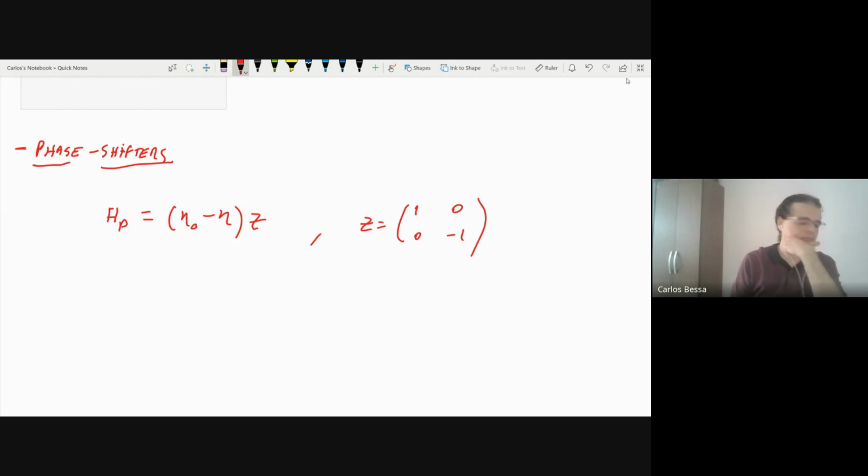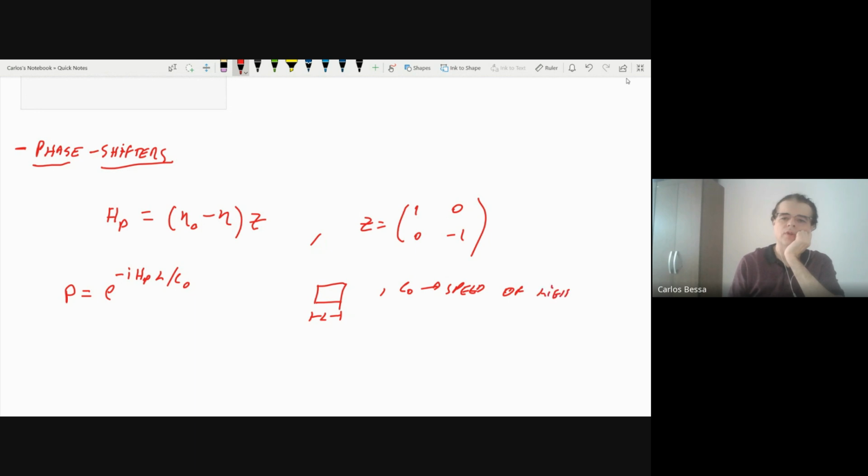And we have defined the P operator, the operator related to the phase shifters, in terms of this Hamiltonian, like this: exponential of minus i H_P L over c0. L is the size of the shifter, along z, and c0 is the speed of light in vacuum.